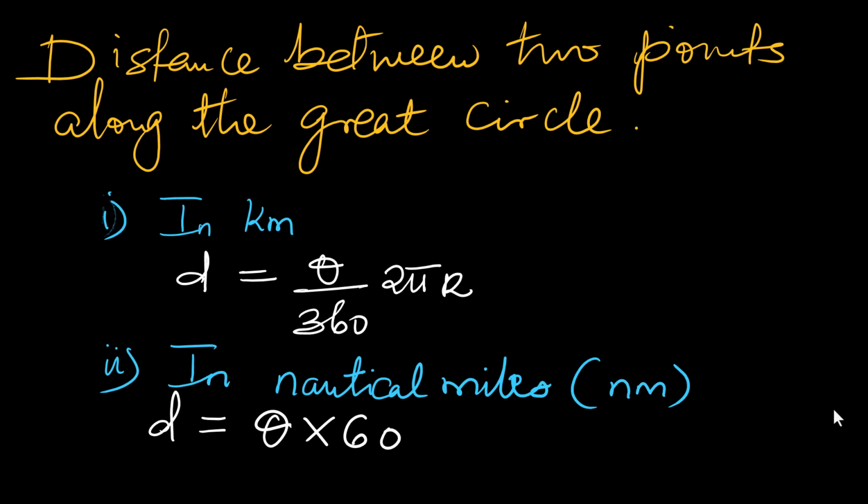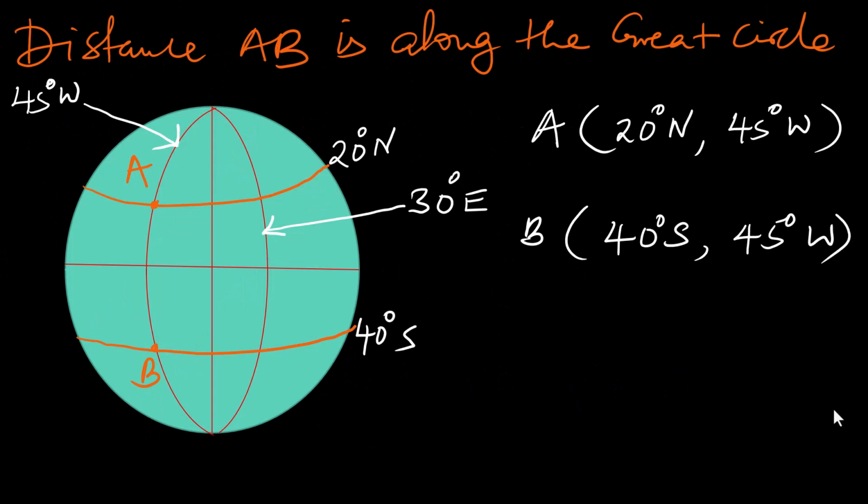Distance along the great circle in kilometers is given by this formula, theta over 360 times 2 pi r. We shall take one example and see how we identify theta and also the radius. The radius is always given as the radius of the earth, which is 6370. In nautical miles, we get the distance by taking theta, which is the angle difference, times 60. Let's look at the example.